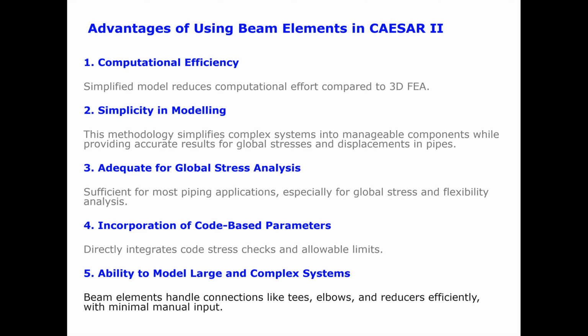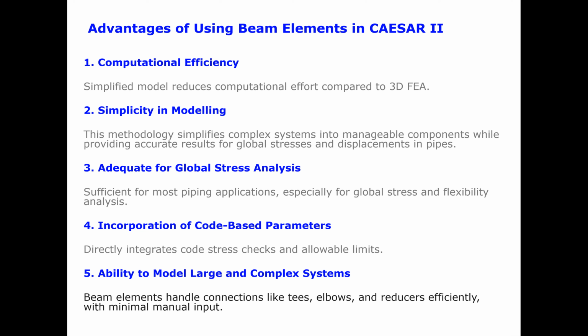Second, the thermal and pressure effects. They can handle thermal expansion, pressure loads and weight effectively. So this is the third advantage. Fourth one is incorporation of code-based parameters like the stress intensification factor, which we normally call SIFs. Caesar integrates SIFs and flexibility factors into the beam element analysis and provides a practical approximation for local stress concentrations. We can say the direct integration of the codes, stress checks, and allowable limits are available in Caesar software.